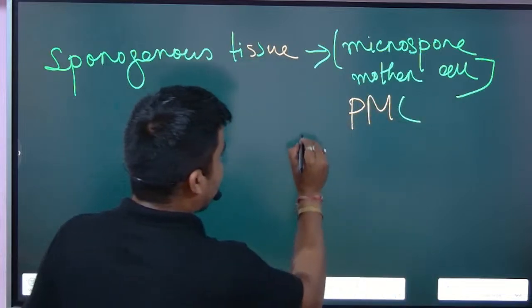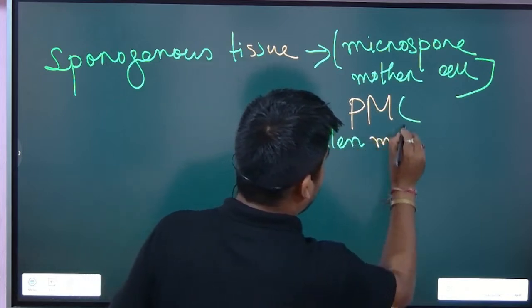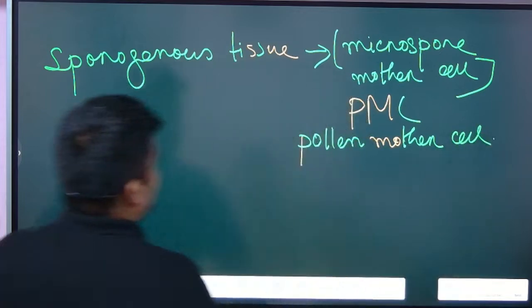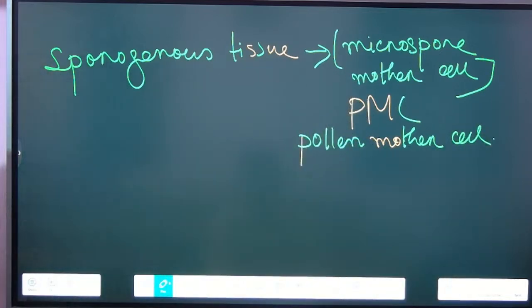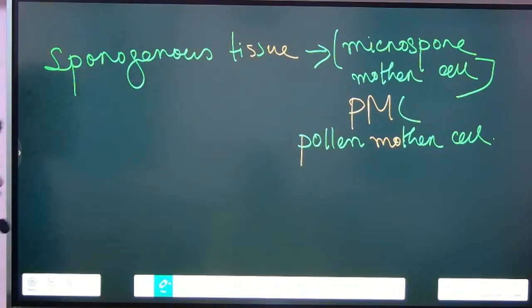We also call it the pollen mother cell. Okay, it is also called the pollen mother cell, where the microspores are formed. Okay, so here is the step. Write it down.